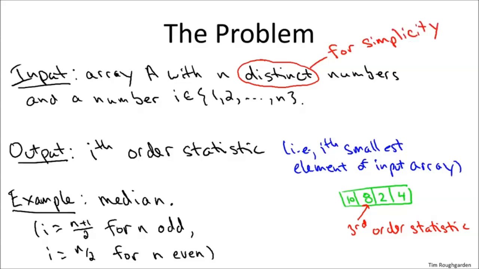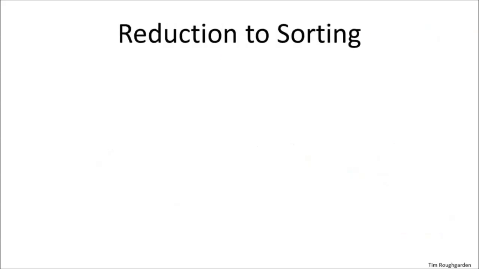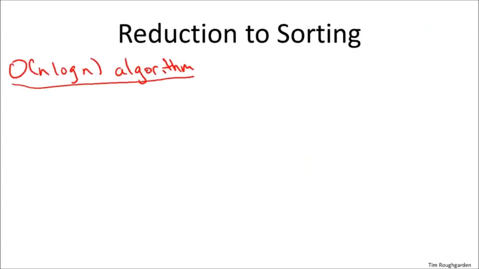I encourage you to think about how to adapt these algorithms to work even if the arrays do have duplicates. You can indeed still get the same very practical, very fast algorithms with duplicate elements. Now, if you think about it, we already have a pretty darn good algorithm that solves the selection problem. Here's the algorithm. It's 2 simple steps and it runs in O of n log n time.